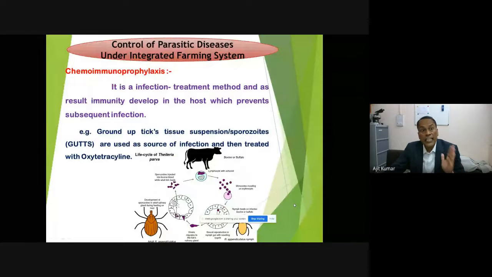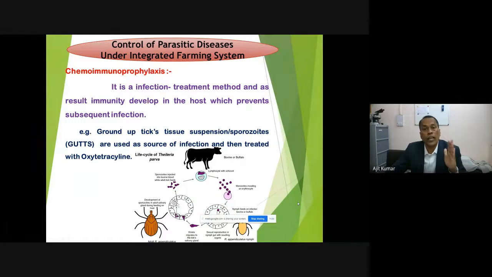Then come to chemoimmunoprophylaxis. This is another method to control some of the parasitic infections. In chemoprophylaxis, we use only a chemical to prevent the infection. But in chemoimmunoprophylaxis, we use a chemical as well as some antigens to prevent the infection. This is the infection and treatment method.